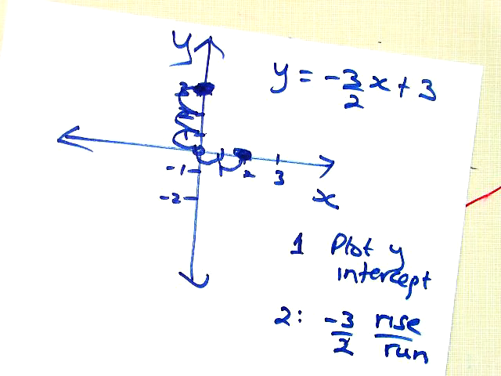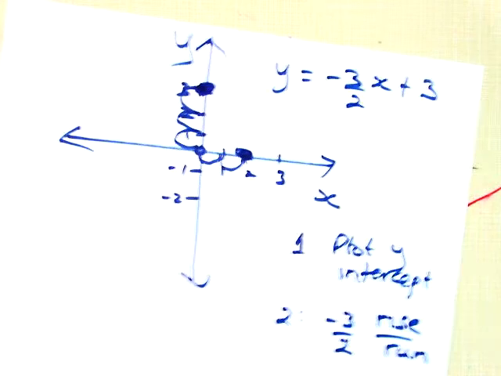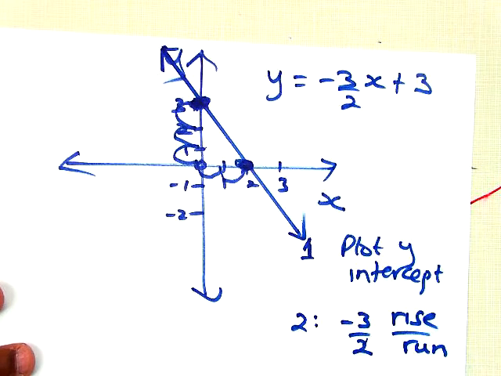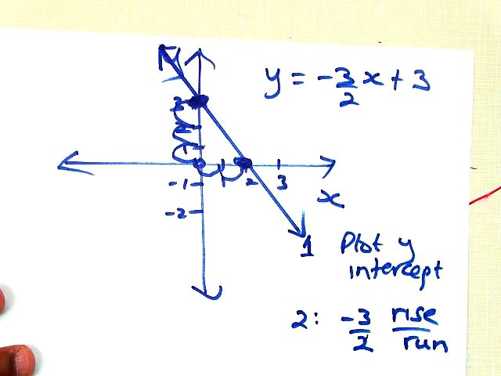And then the last and final thing I need to do is now draw my line through those 2 points. So I draw my line through those points. And this is a graph of y equals negative 3 over 2 x plus 3.